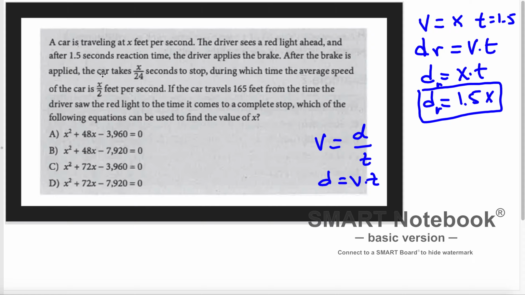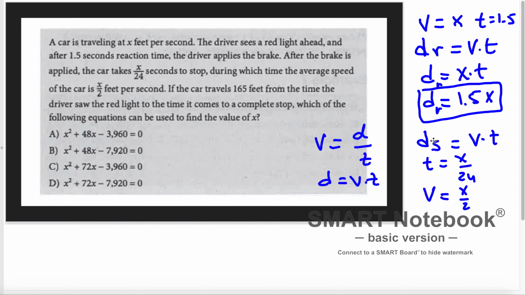And after the brake applied, so this is a distance of the stop. So when we are applying the brake, it says the car takes x over 24 seconds. And this is the same thing, v times t. In this case, it says after the brake is applied, the car takes x over 24 seconds, so x over 24 seconds represents the time. And now it says during which time the average speed of the car is x over 2. So the speed is x over 2.